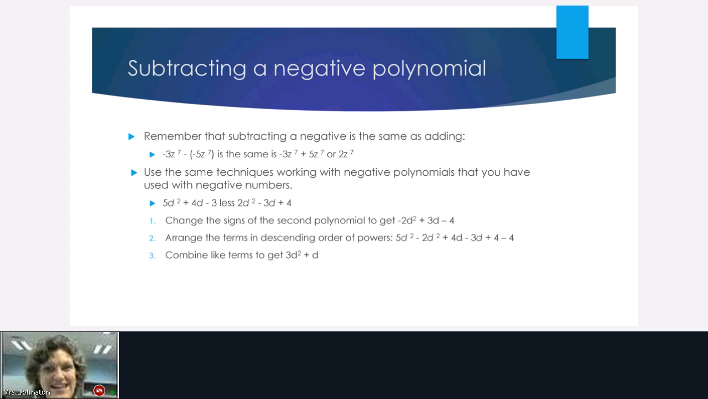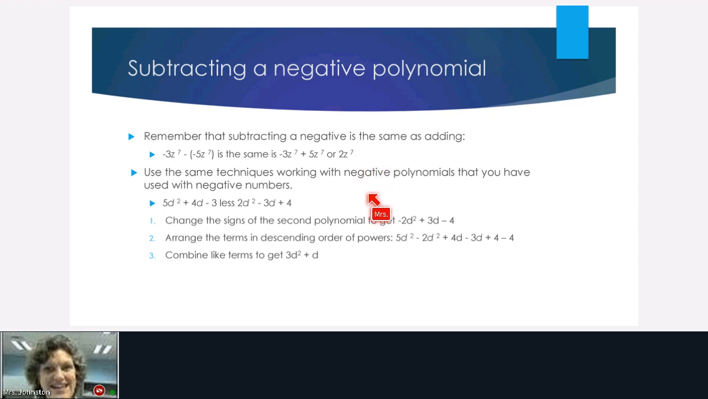Now, sometimes you're subtracting a negative. And just like when you learned about negative numbers, subtracting a negative makes a positive. So here's an expression, 3z to the 7th minus negative 5z to the 7th. They're like terms and I want to combine them, but there's a minus minus. I can combine those to create a plus problem. 3z to the 7th plus 5z to the 7th would be 8z to the 7th.